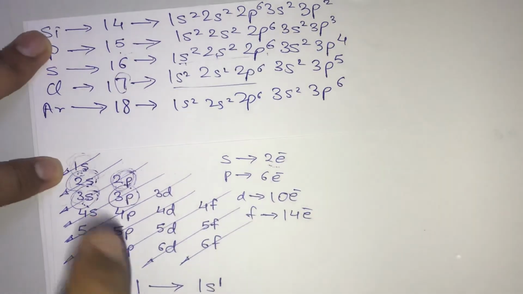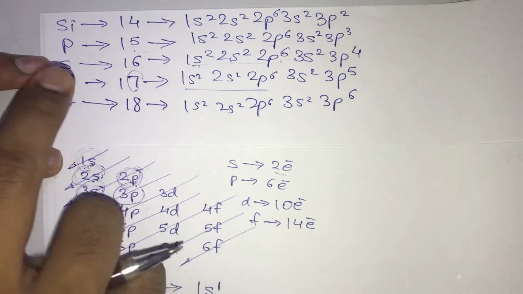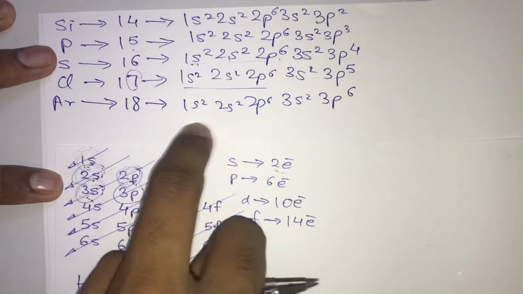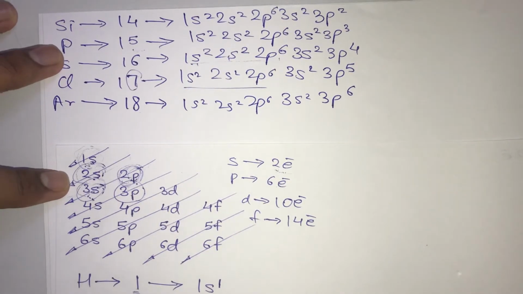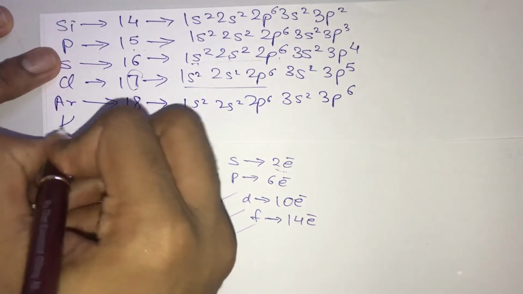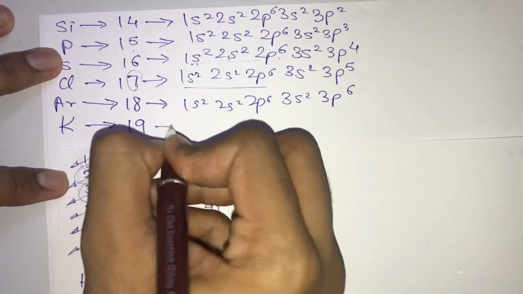So you're obviously going to write 3p6. So what is the electron configuration of argon? It is nothing but 1s2, 2s2, 2p6, 3s2, 3p6. Now let's move on to the next element, that is nothing but your potassium, whose atomic number is obviously 19.